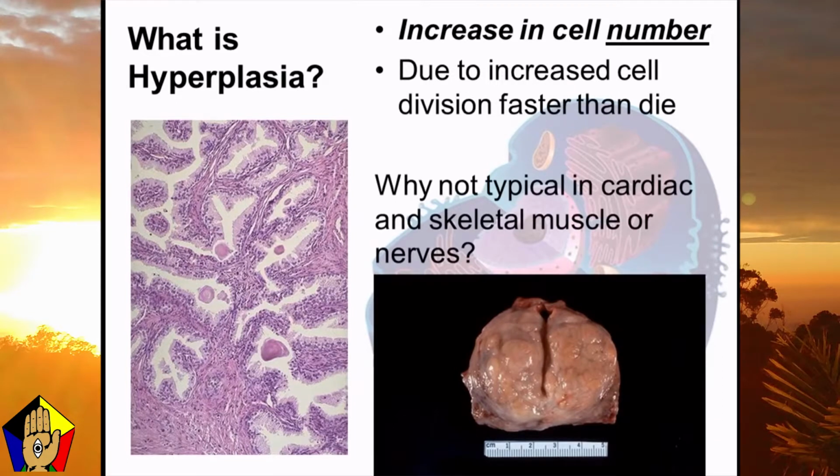Next is hyperplasia. Hyperplasia is increased in number, not the same as hypertrophic. Hypertrophic means the size gets bigger. Hyperplasia means you get more of the cells. So hyperplasia, a really good example, or a common example you'll see, would be prostate.